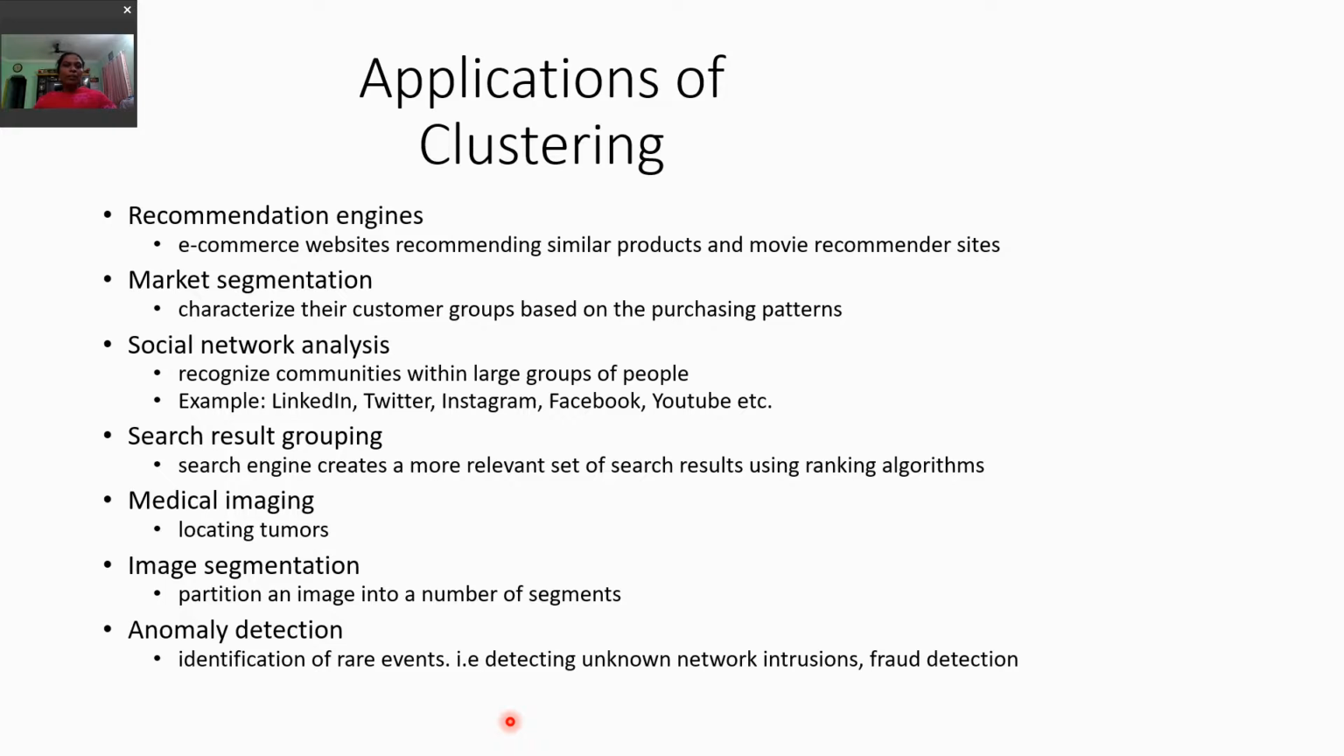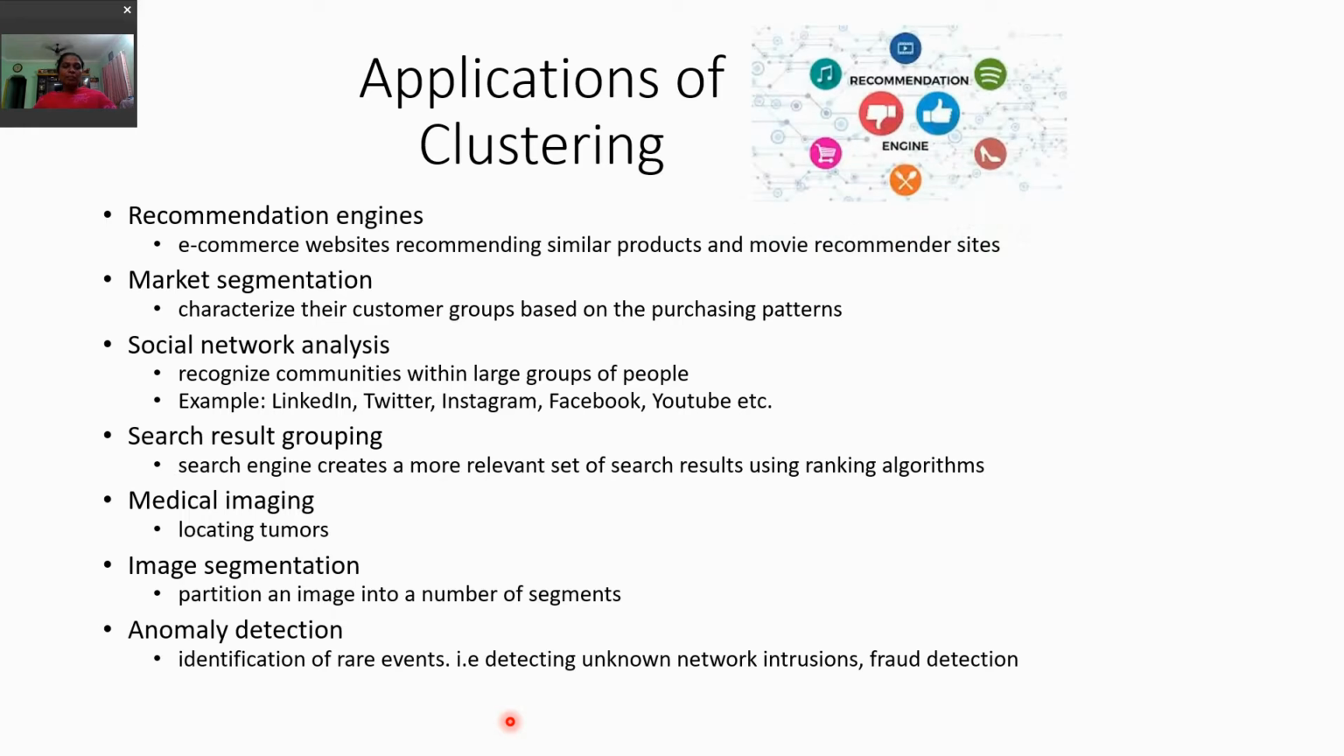Now we will see the application of clustering. The first application is the recommendation engine. You have seen all our e-commerce websites such as Amazon, Flipkart, which will recommend similar products to purchase based on the user interest and the activities happening on their website. Also Netflix and YouTube recommend the movies to be watched.